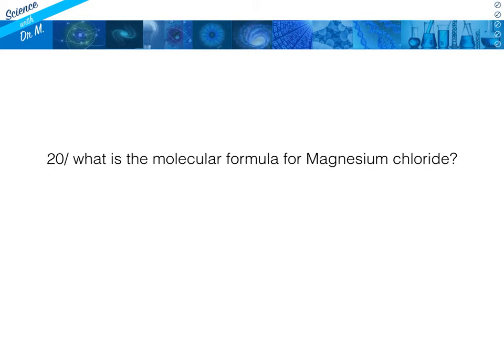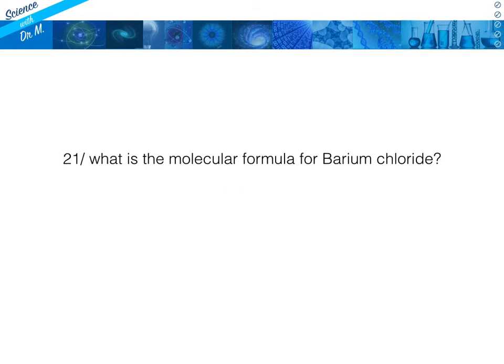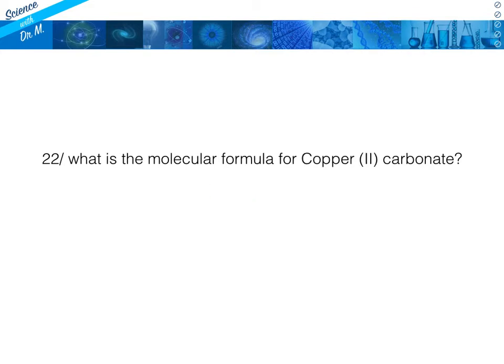Molecular formula for magnesium chloride. Magnesium chloride, MgCl2. Molecular formula for barium chloride, barium chloride, BaCl2. Molecular formula for copper 2 carbonate. Copper 2 carbonate, CuCO3.